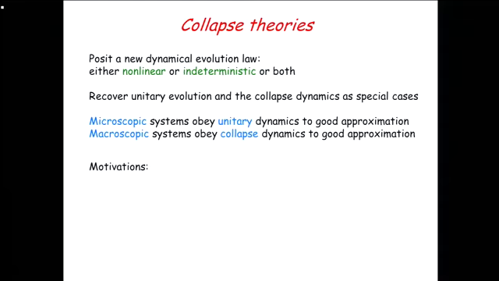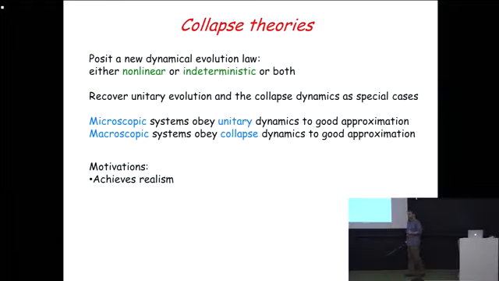All right, so the motivations for this sort of approach. It achieves realism. So the people who propose collapse models are not happy to be operationalists. They'd like to know what's really going on. So they think that the measurement problem really is a problem. Schrödinger cats need to have well-defined states.